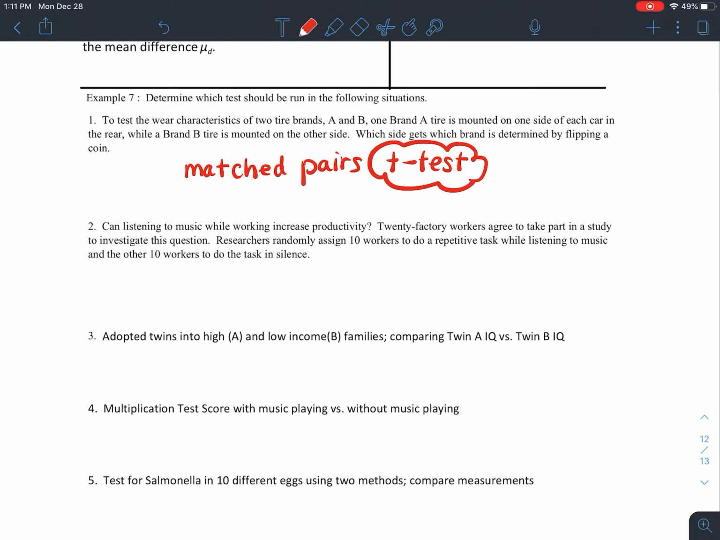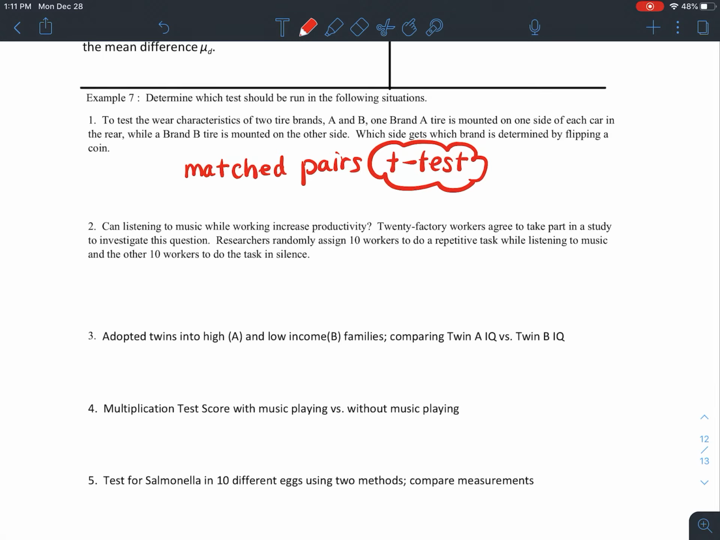The second scenario: can listening to music while working increase productivity? There are 20 factory workers and they agree to take part in a study to investigate this question. Researchers randomly assign 10 workers to do a repetitive task while listening to music.